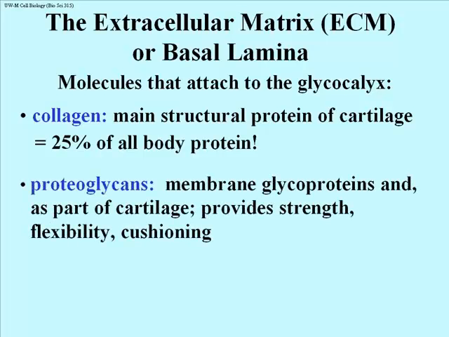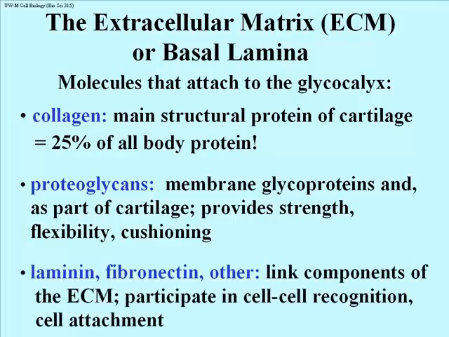We mentioned proteoglycans just a moment ago as glycoproteins in which the oligosaccharide chains are fairly long, and they are part of cartilage as well, and they provide strength, flexibility, and cushioning to cartilage. But again, they are also part of the extracellular matrix. There are a couple of other proteins to mention here, laminin and fibronectin and a few others. I will mention them along the way. And these link components of the extracellular matrix to one another. They may participate in some aspect of cell recognition or cell attachment.